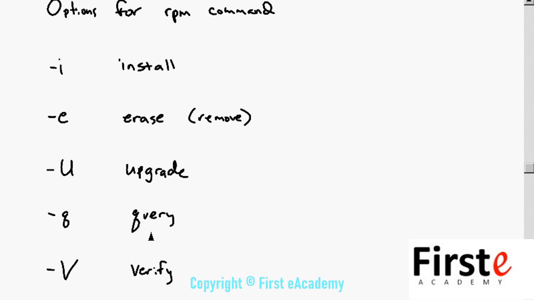Okay, there's the -q option for querying, so you can ask questions about particular software packages, what version, and so on, and we'll look at some extra options for querying in a minute. And then -V is to verify a particular software package against what's in the database.